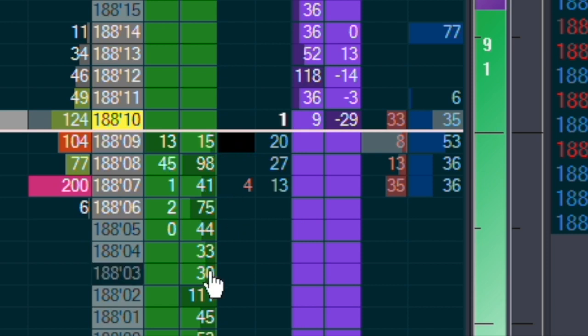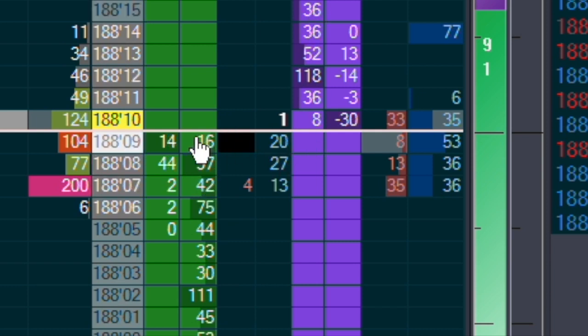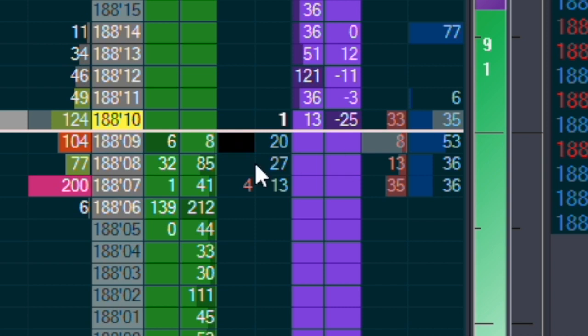Point number 3, so it's not just about how many orders are on the bid and the ask, it's the change, which is this outside column, and this is why I have it here. So it's not just that the number is maybe bigger on the bid than the ask. Are people piling on?